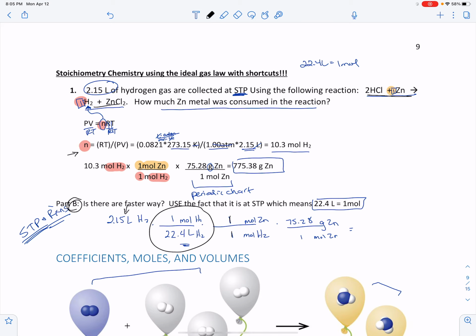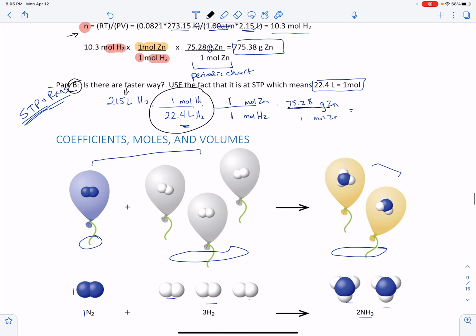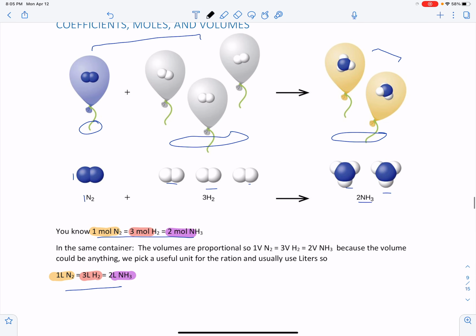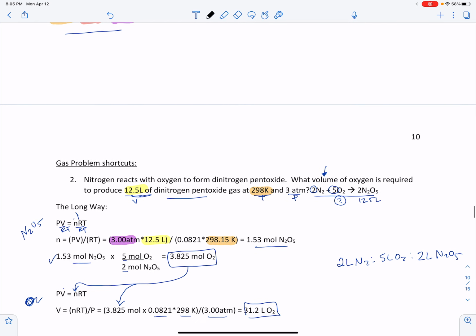Then these are the coefficients in the reaction, and that's the molar mass of zinc. Then over here, there's another fast way to solve problems. It only works if everything is a gas, not just one thing. Everything in the reaction has to be a gas that you're looking at.